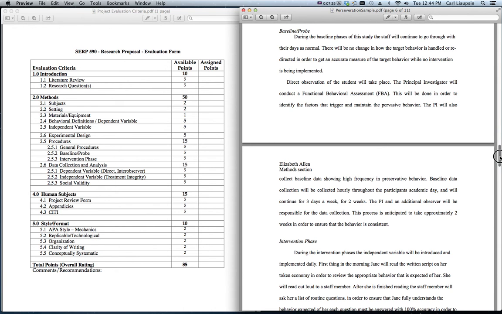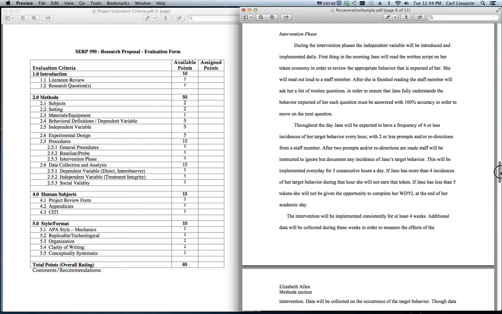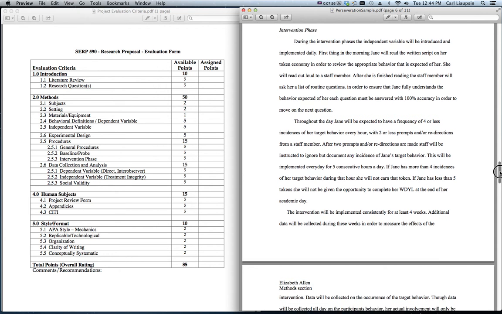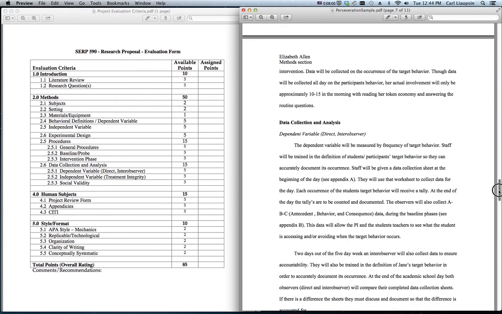During the intervention phase description, imagine you're not going to be around that day and you need somebody to carry out an intervention session. So you need to describe for them thoroughly from beginning to end how an intervention session differs from a baseline session. And in Elizabeth Allen's example, she does it very well. So take a look at that.